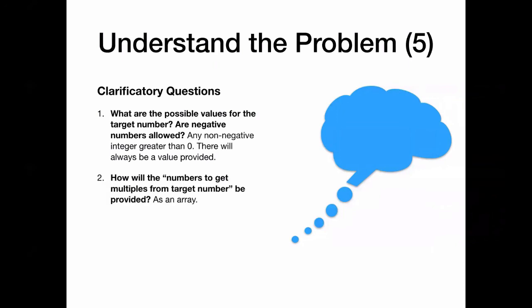And so the next question is, how would the numbers to get multiples from target number be provided? Basically, we're checking here, what's the format of the input that will be provided for us? And if, again, we can assume someone is answering, and you can say it's an array.